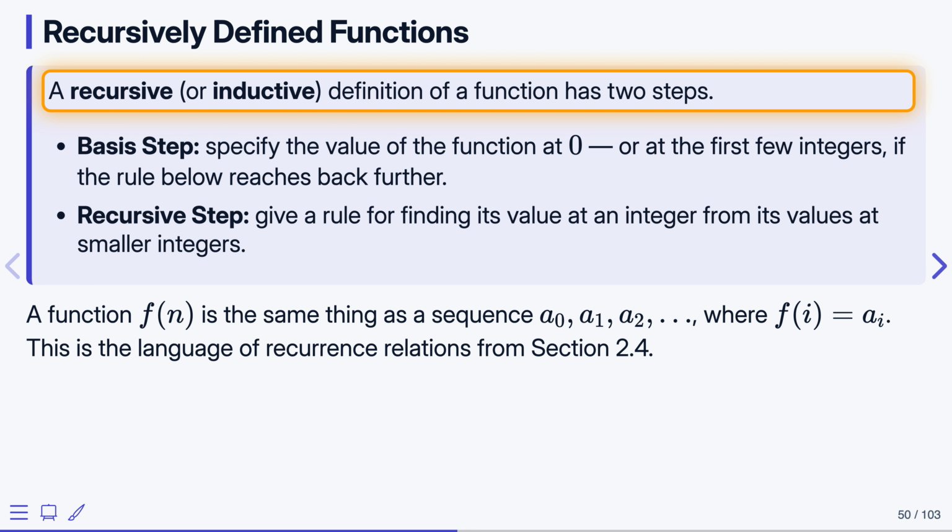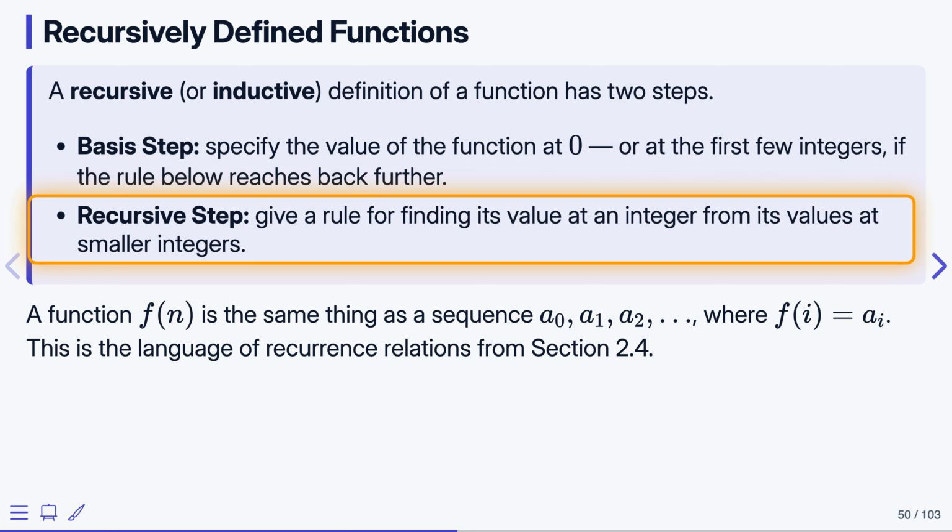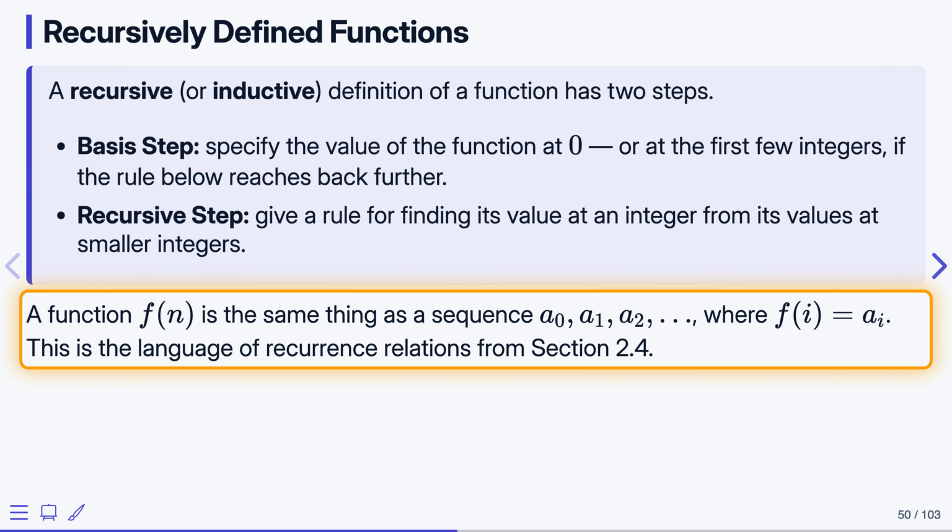A recursive definition of a function has 2 parts. The basis step gives the value at 0. Sometimes it must give more than that. If the rule reaches back 2 steps, the basis must give the first 2 values. The Fibonacci numbers, later in this section, need both f of 0 and f of 1. The recursive step tells you how to get the value at a number from the values at smaller numbers. Think of a function f of n as a sequence a sub 0, a sub 1, a sub 2, and so on. The value f of i is just a sub i. This is the same idea as a recurrence relation.